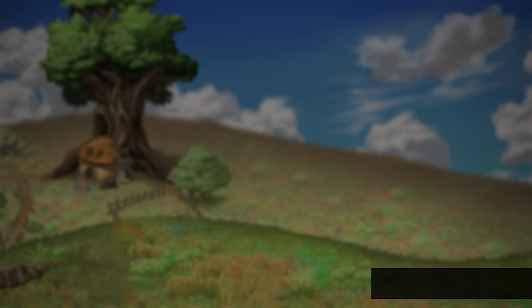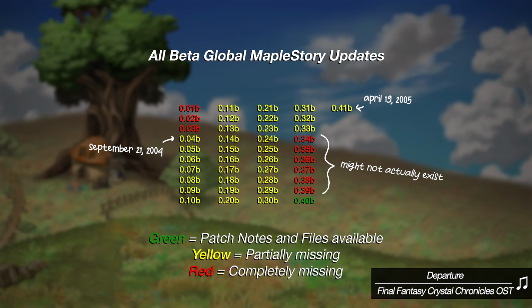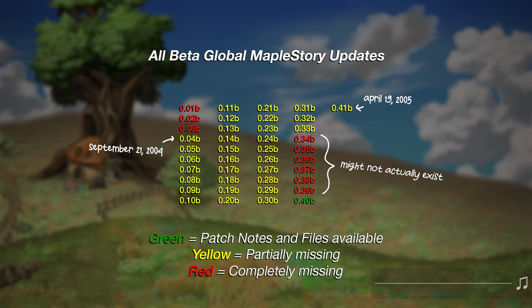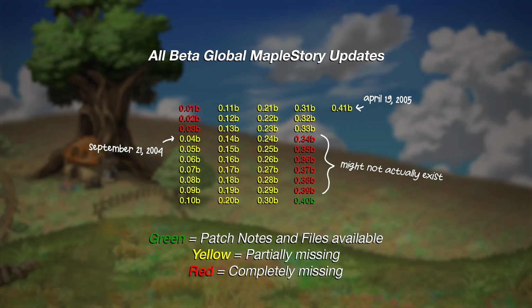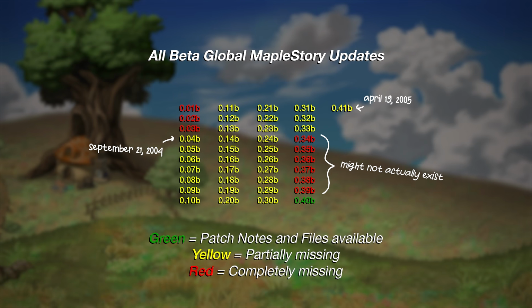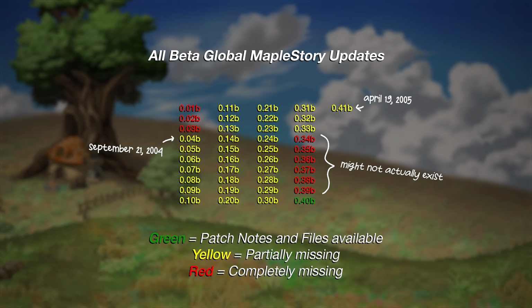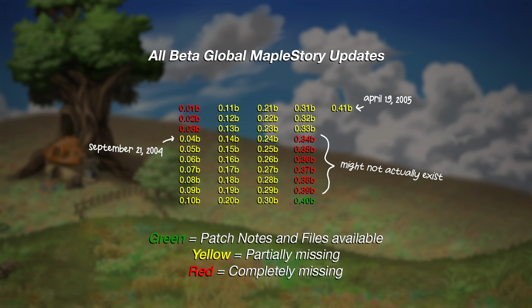Global MapleStory's beta began sometime in September of 2004. The earliest patch notes we have access to are dated September 21st, but with versions 0.01 through 0.03 being lost, it might have started as early as August. But as we'll see, updates happened randomly and frequently in the beta era.